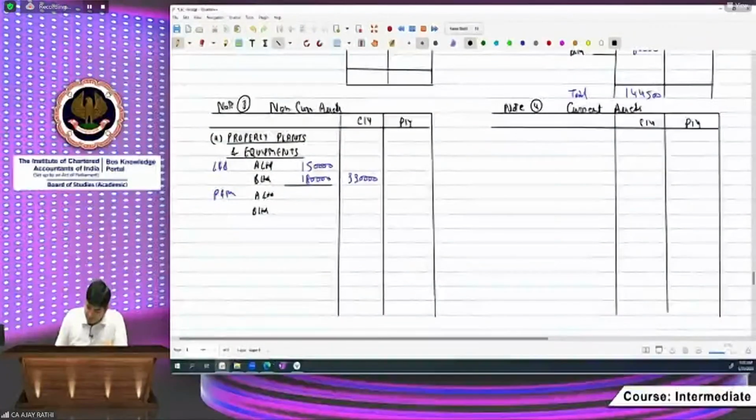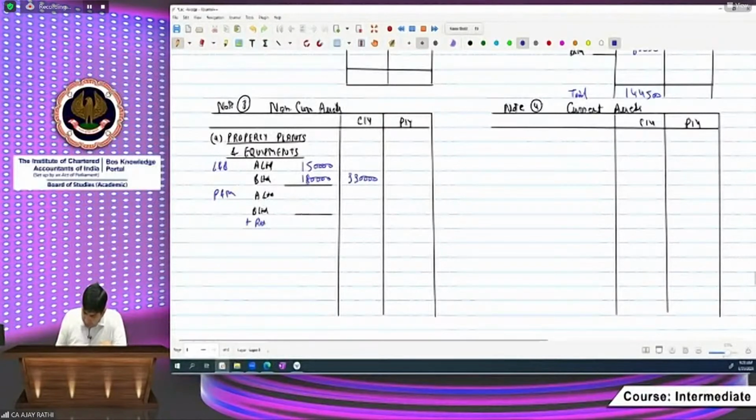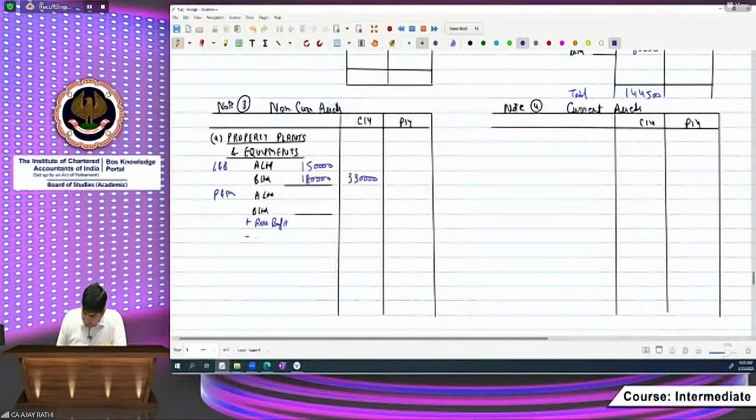Okay. First we are considering here this total, and after that we shall be adding this one, the revaluation profit, and then reducing the additional depreciation.